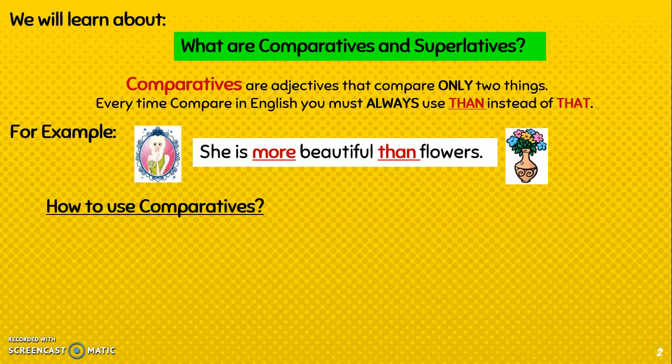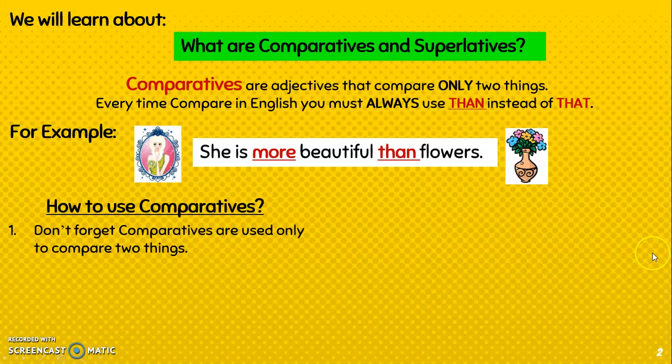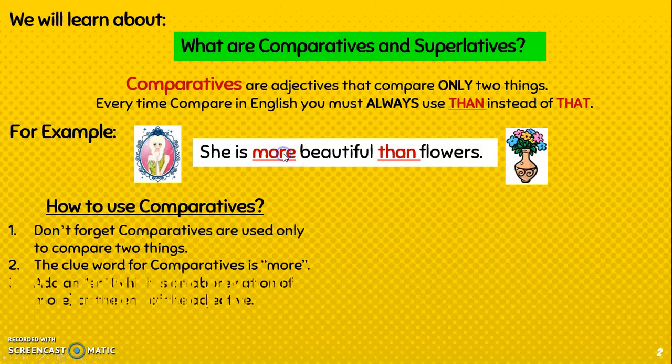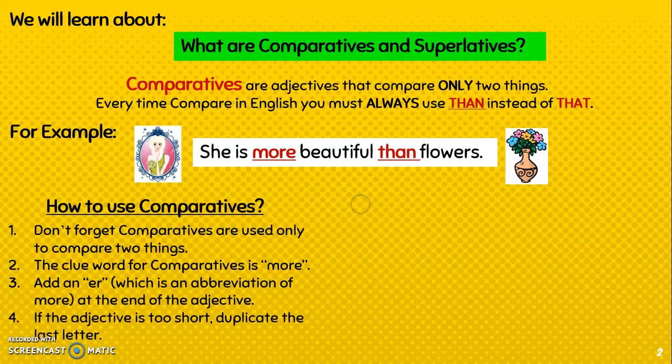How to use comparatives? Don't forget comparatives are used only to compare two things. The clue word for comparatives is "more". Add an -er, which is an abbreviation of "more", at the end of the adjective. If the adjective is too short, duplicate the last letter.